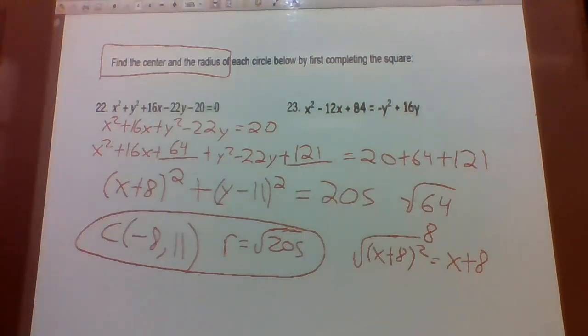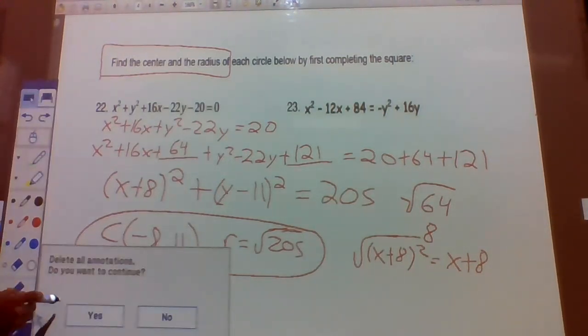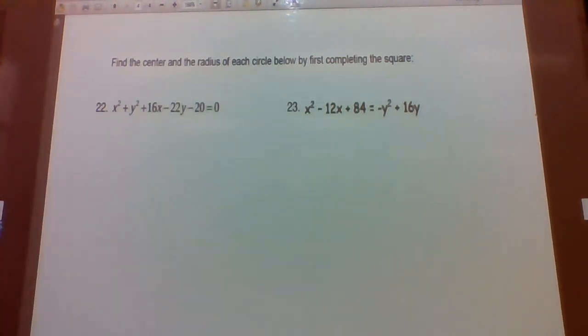Okay, do 23 here. Okay, and then go home. Well, I got to make copies of the test and then go home.